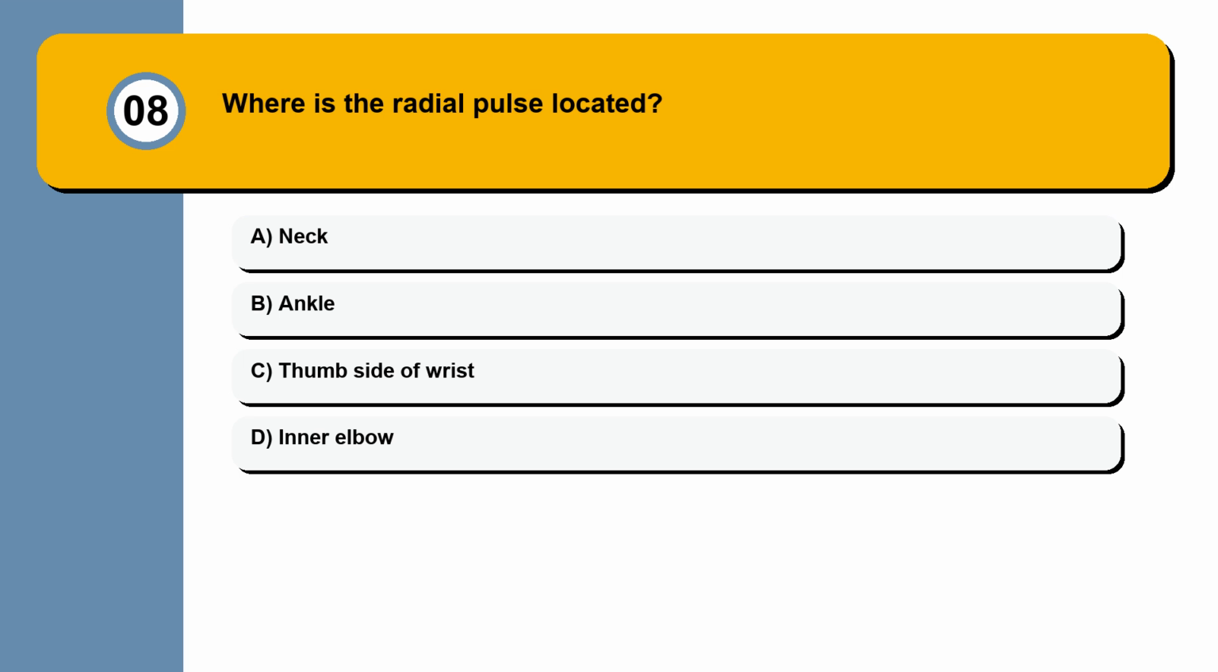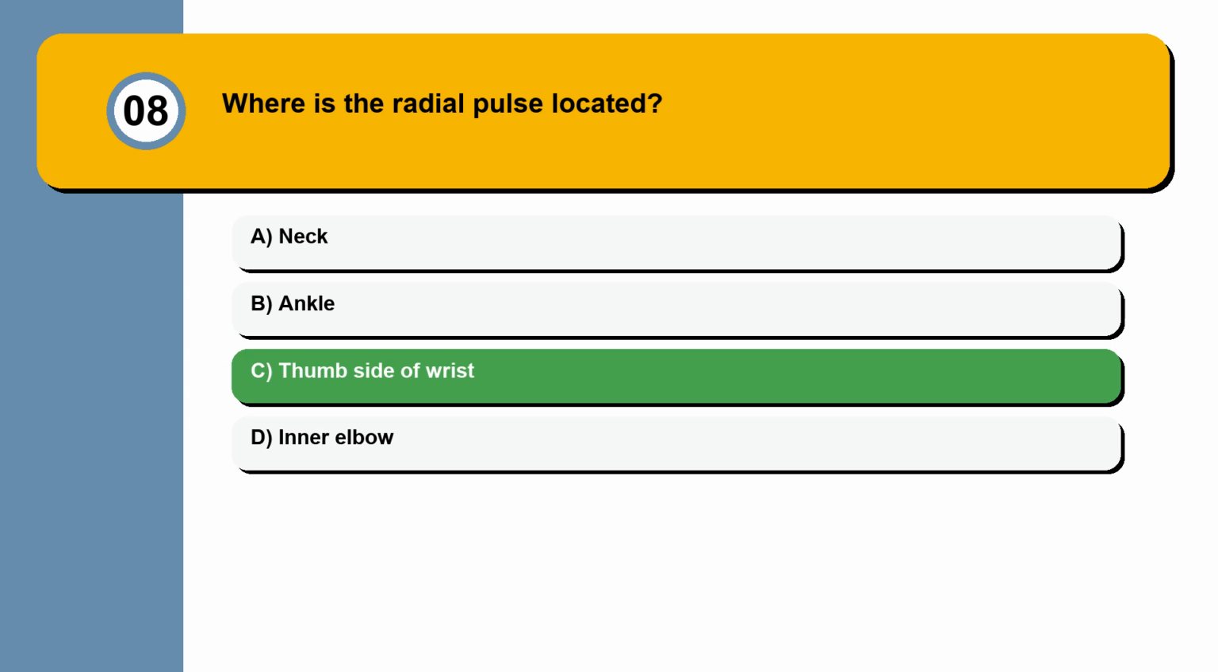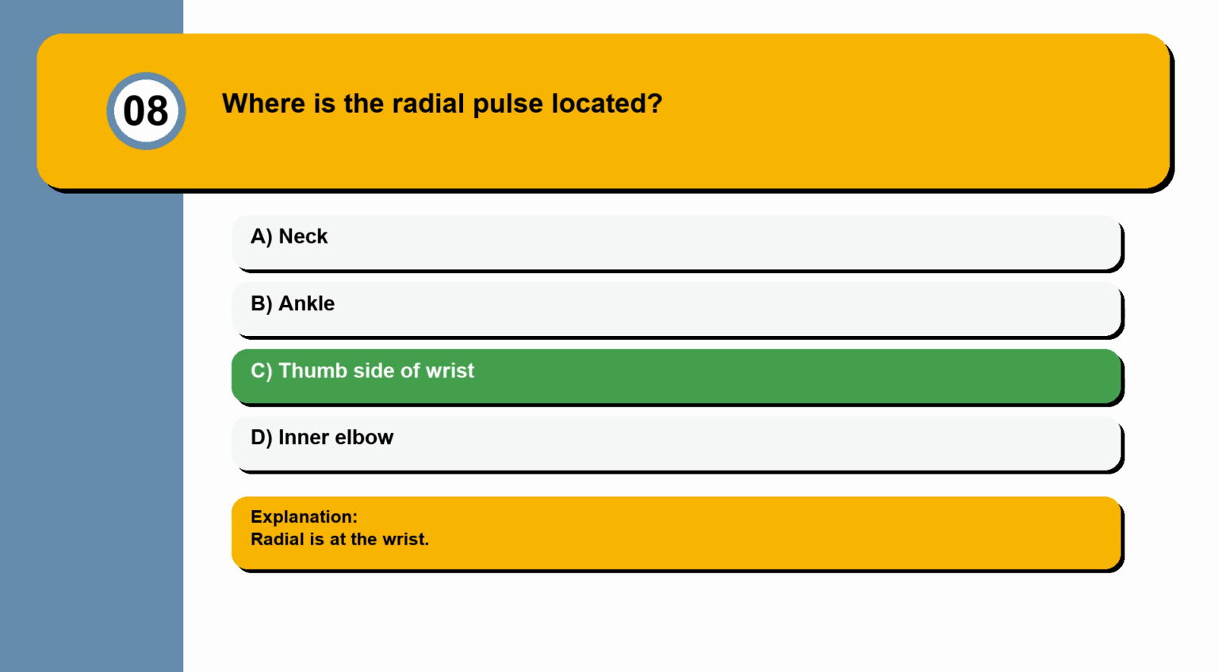Question 8. Where is the radial pulse located? Neck. Ankle. Thumb side of wrist. Inner elbow. Radial is at the wrist.